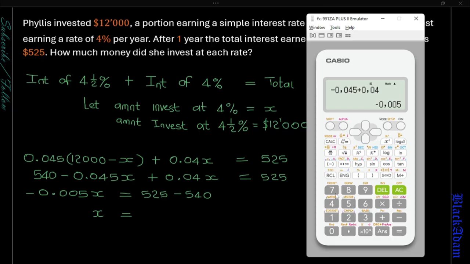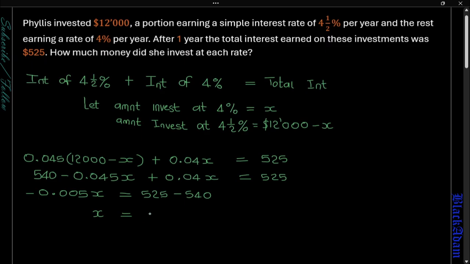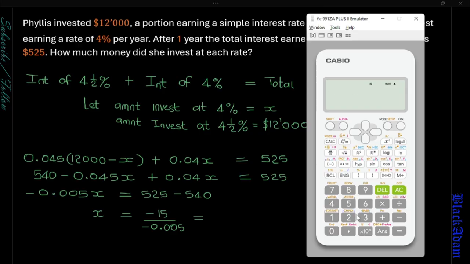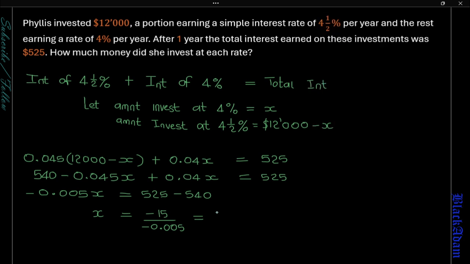So x is going to be 525 minus 540, which is negative 15, divided by negative 0.005. Negative 15 divided by negative 0.005 is going to be 3,000. So that's the amount invested at 4%, which is 3,000.